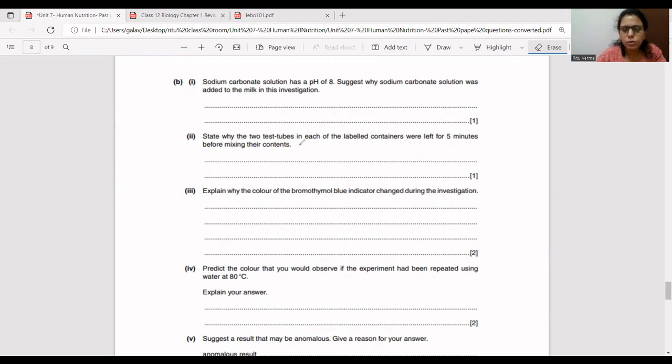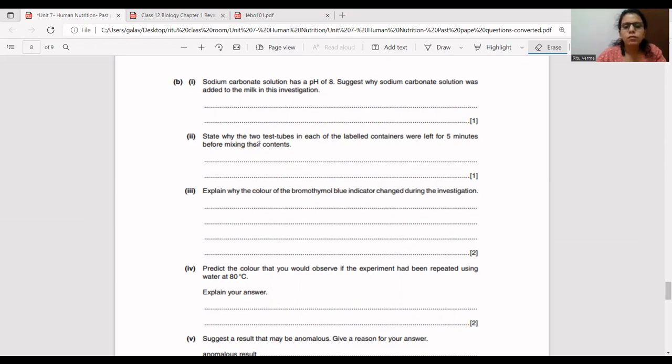Question 2, state why the 2 test tubes in each of the labeled containers were left for 5 minutes before mixing their contents. Now, if you remember, initially they have given the setup of cold water, warm water and hot water. Okay. So in each setup, 2 test tubes were kept. In one test tube, lipase enzyme was there, and in one test tube, bromothymol blue indicator. Okay. Then milk and one more thing was there.